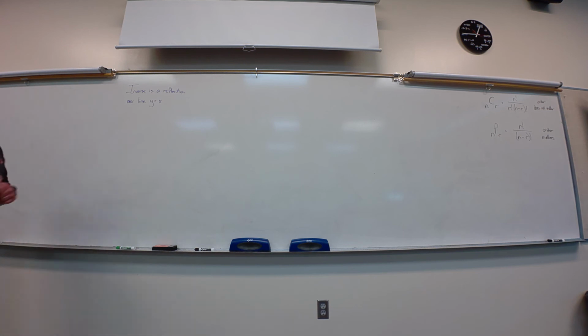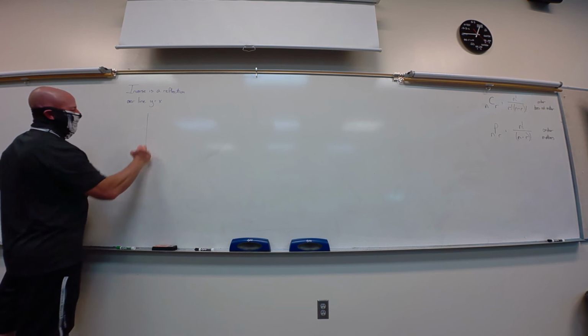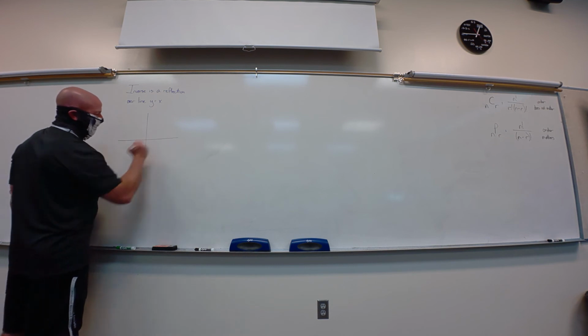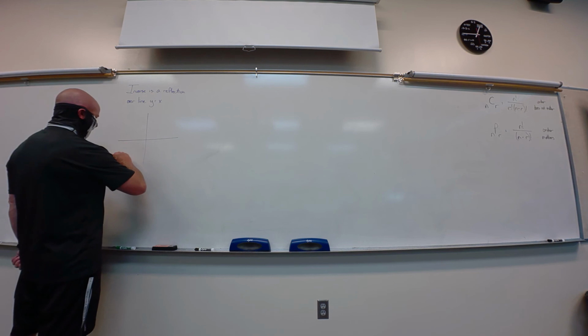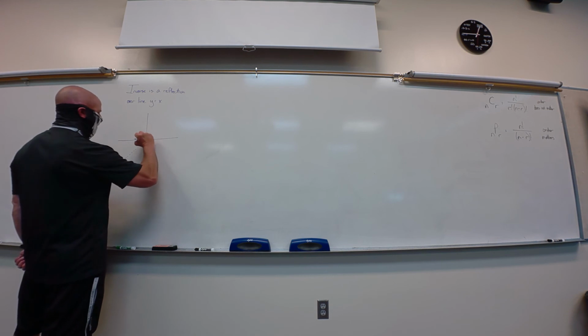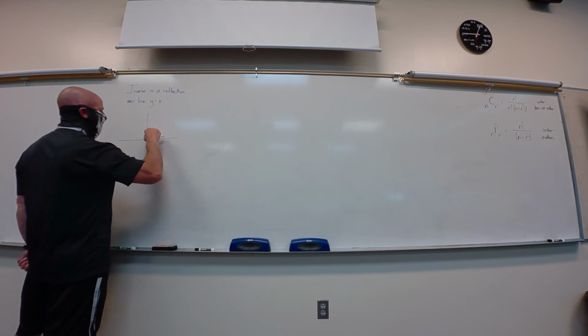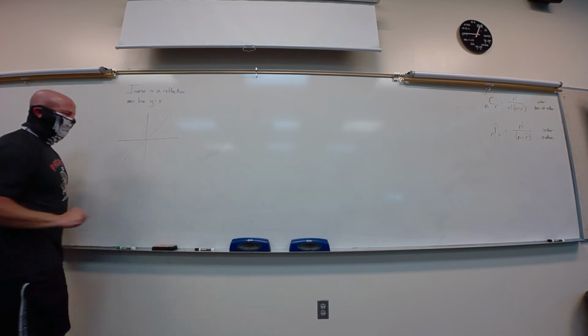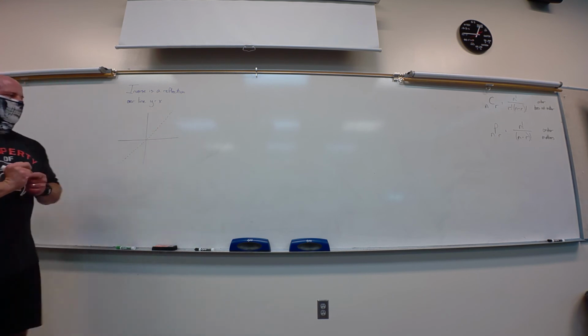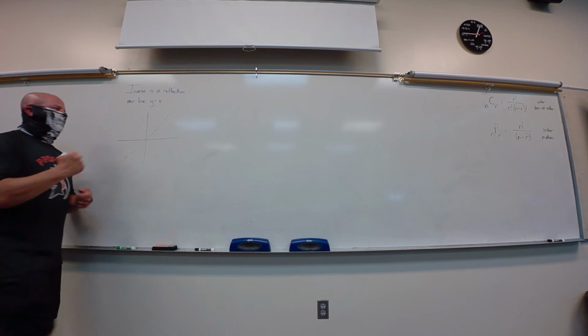So I'll give you kind of a little sketch here. Let's see. I have a normal xy plane. And y equals x is actually a line like 45 degrees. So it goes through the point 1, 1, 2, 2, whatever. So that's my y equals x line.